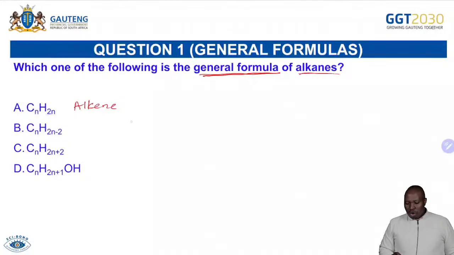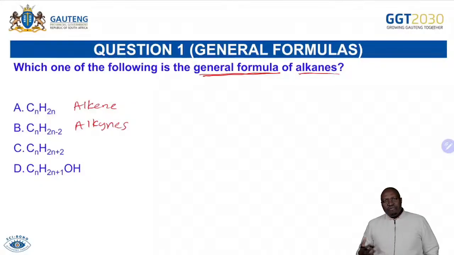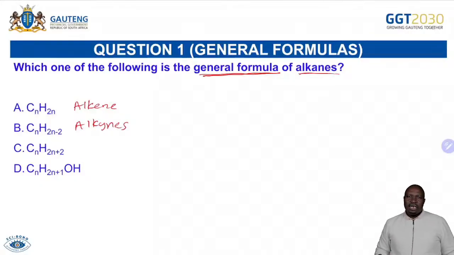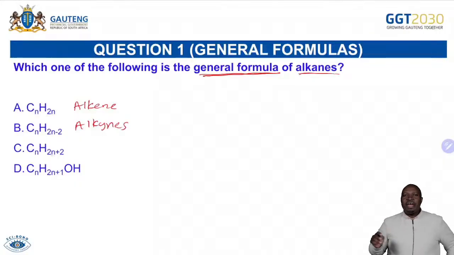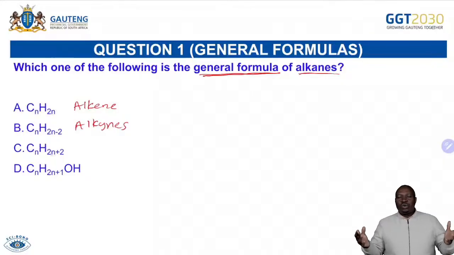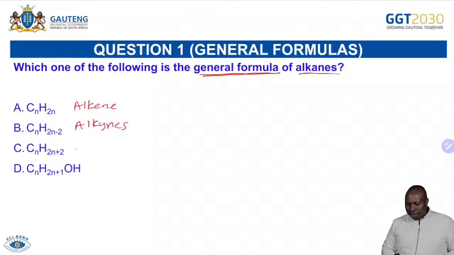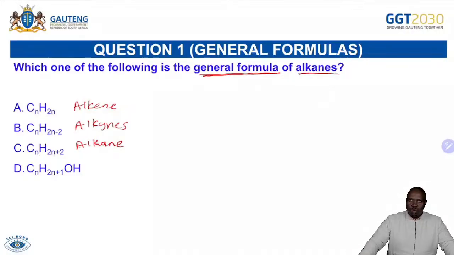CnH2n minus 2 will be the general formula for alkynes. At least with this, I'm revising with you the general formulas of these homologous series so that you are now able to always remember them, because they are important as well. CnH2n plus 2, where we have the maximum number of hydrogens, will definitely be the general formula of alkanes. So remember, alkanes is CnH2n plus 2.